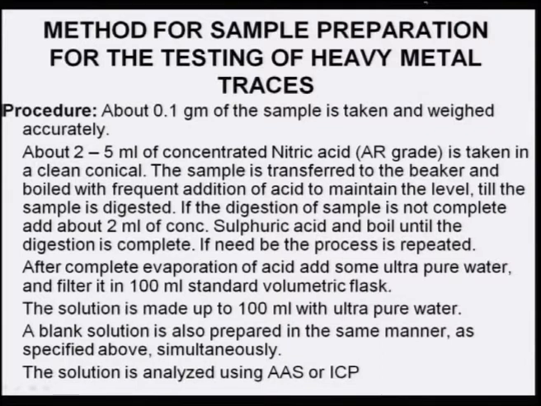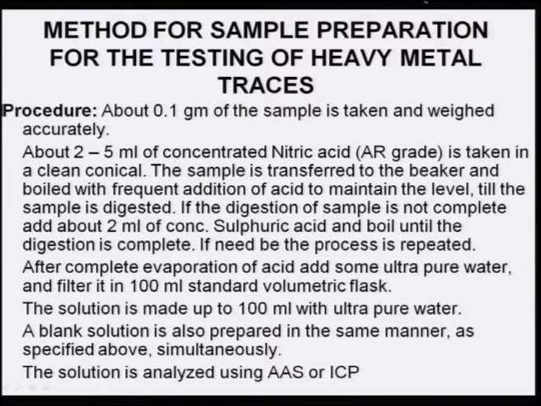Method for sample preparation for the testing of heavy metal traces. About 0.1 gram of the sample is taken and weighed accurately. About 2 to 5 ml of concentrated nitric acid is taken in a clean conical flask. The sample is transferred to the beaker and boiled with frequent addition of acid to maintain the levels till the sample is digested. If the digestion of the sample is not complete, add about 2 ml of concentrated sulfuric acid and boil until the digestion is complete. If need be, the process is repeated.